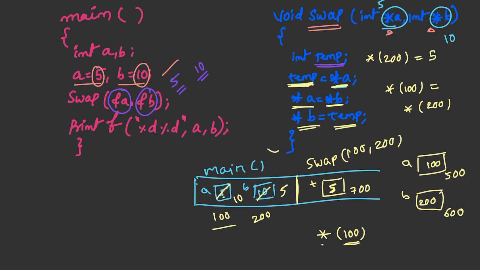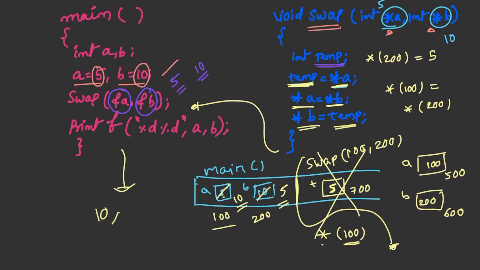After the control returns from here to here, actually this pops off and we don't have anything in the memory. Now we are left with A and B at 100 and 200 memory locations respectively with the values 10 and 5. So the output of this program will be 10 and 5 respectively.